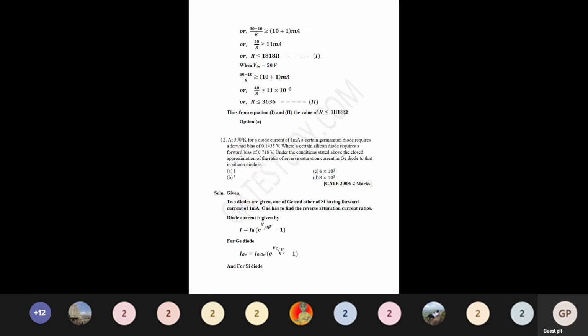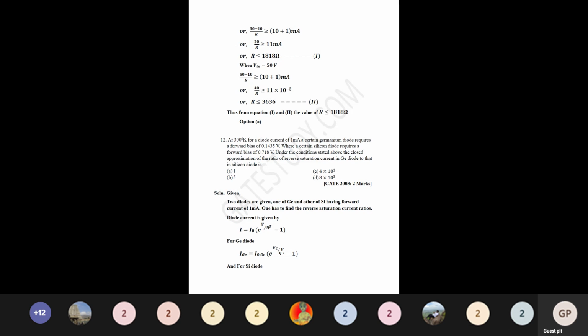Next, at 300 degree Kelvin for a diode current of 1 milliampere, a certain germanium diode requires a forward bias of 0.1435 volt, whereas a certain silicon diode requires a forward bias of 0.718 volt. Under the conditions stated above, the closest approximation of the ratio of reverse saturation current in germanium diode to that in silicon diode is, options are 1, 5, 4 into 10 power 3 and 8 into 10 power 3.